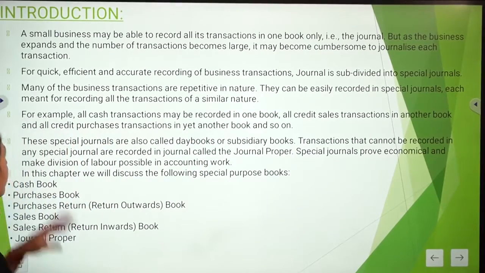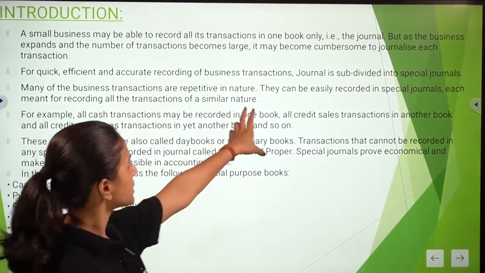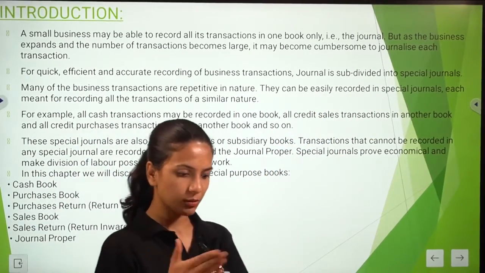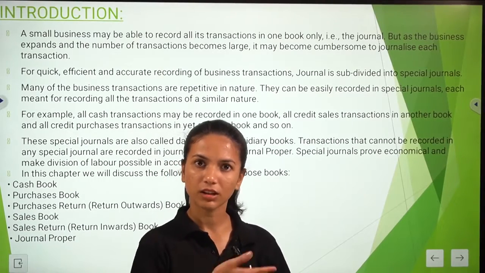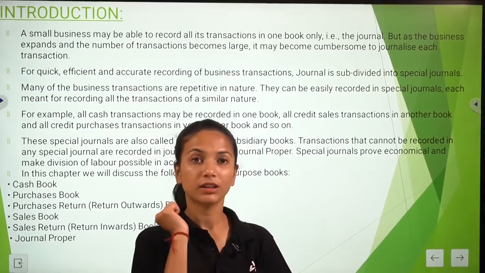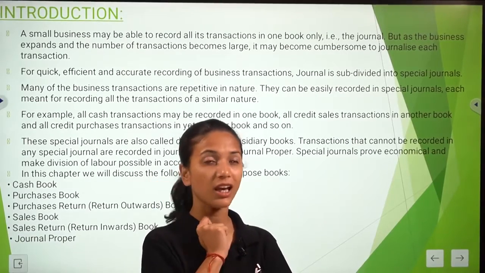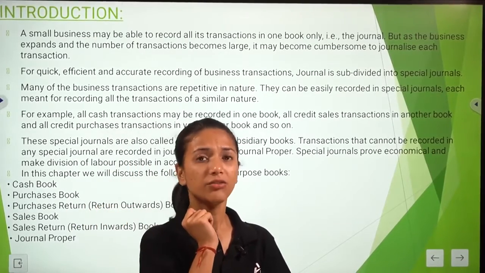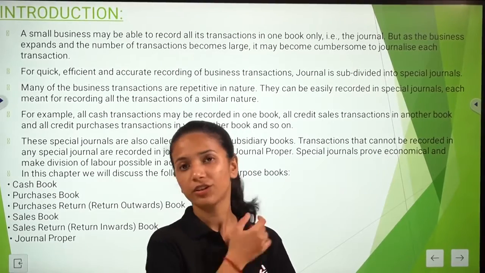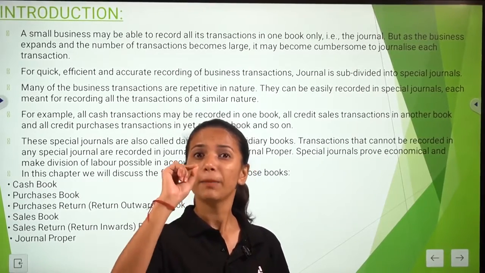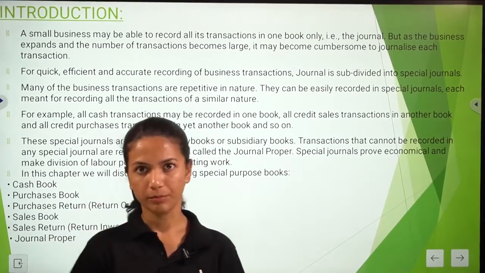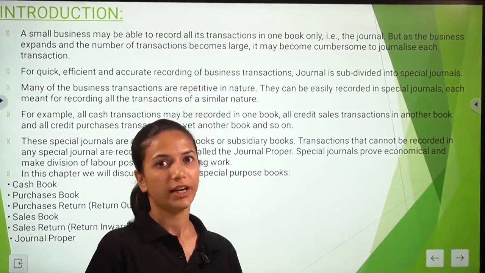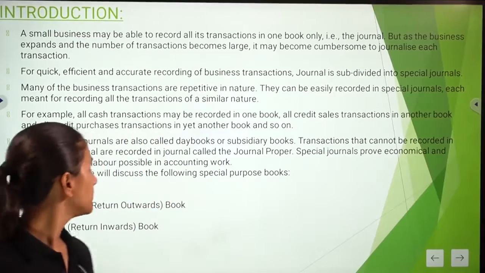So for quick, efficient and accurate recording of business transactions, the journal is subdivided into special journals. Now if you keep on checking the books of journal and transactions, what did we sell on that day, at how much price did we sell, how many items were sold on that day, if we keep on searching the journal for such crucial, minute detail information, it will take much time, right? So for that purpose, for making it more efficient, we divide the journal into subcategories, okay?